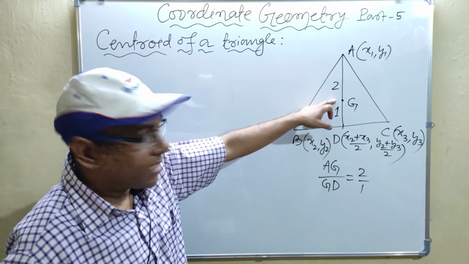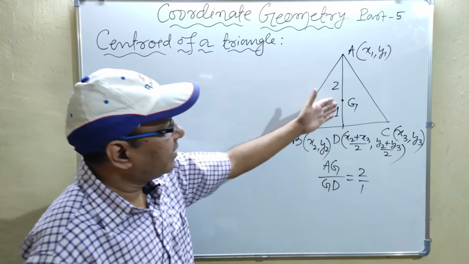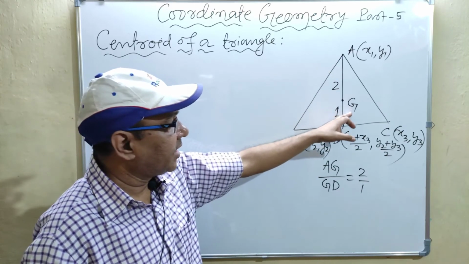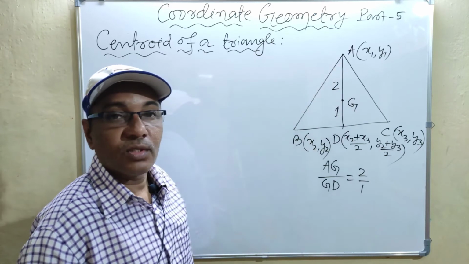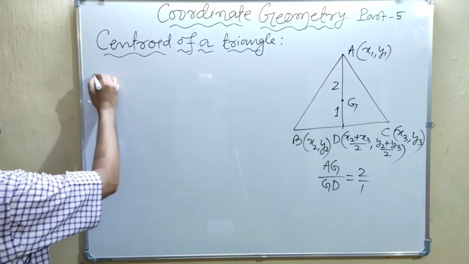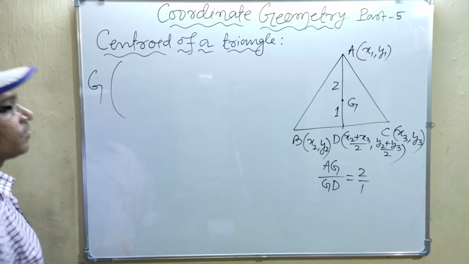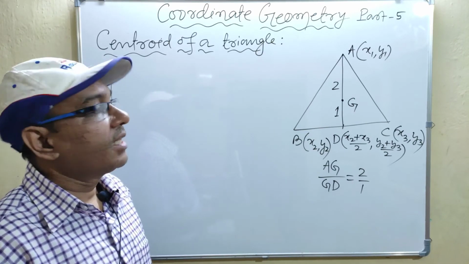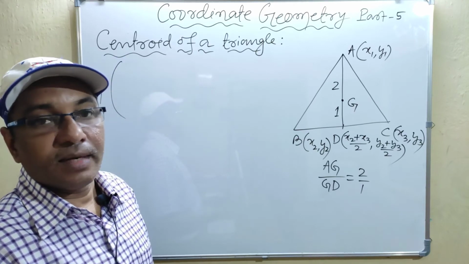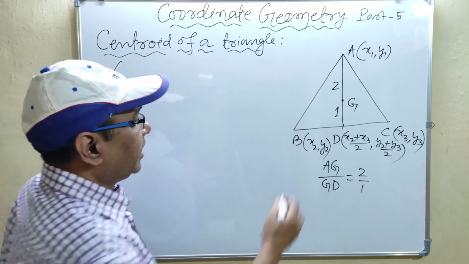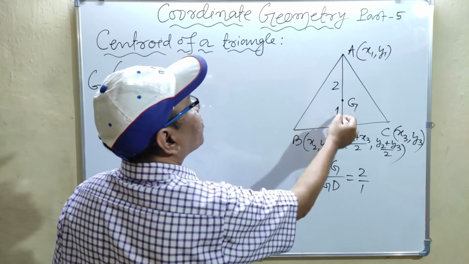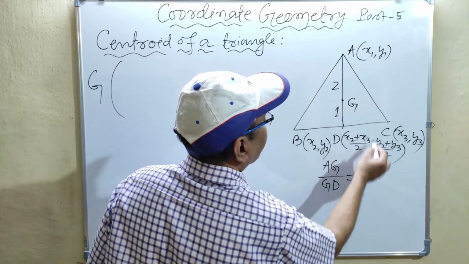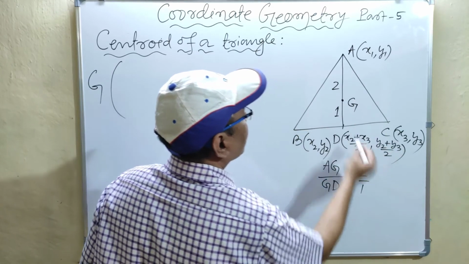And G is the centroid. So G divides AD in the ratio 2:1, meaning G divides internally in the ratio 2:1. So can you find the coordinate of G? By using mx2 plus nx1 by m plus n, my2 plus ny1 by m plus n. Here m, n is 2, 1. This is m, this is n. This is x1, y1 and this is x2, this is y2.